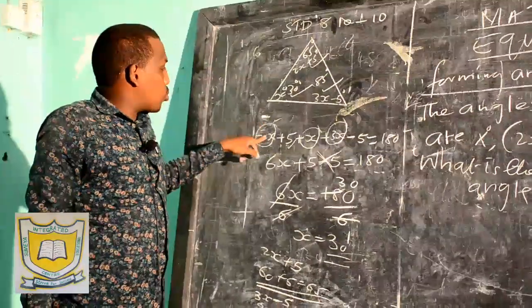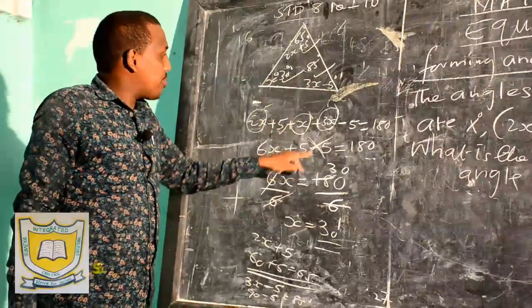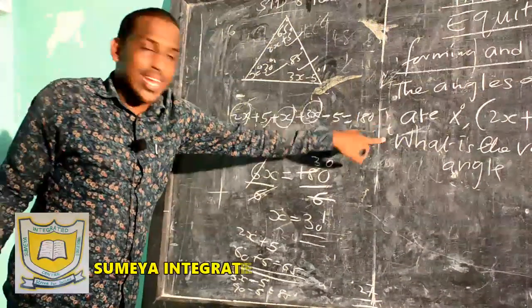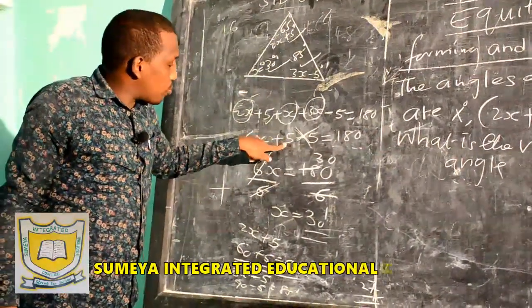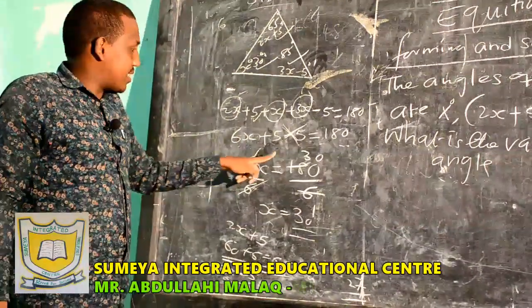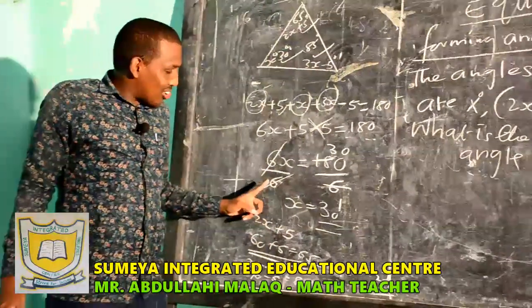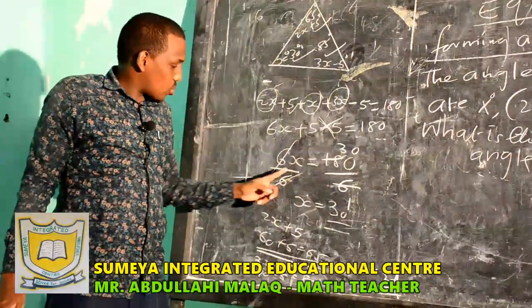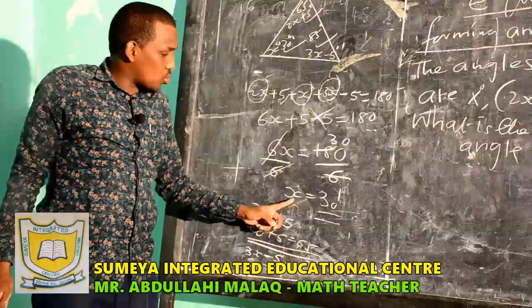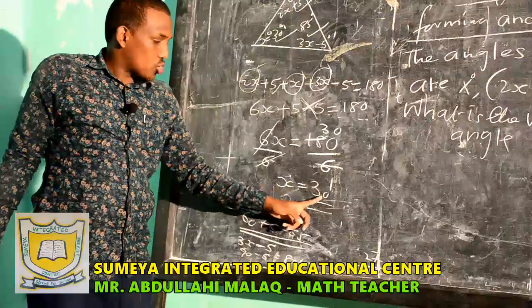So collect the like terms. 2x plus x, 3x plus 3x, 6x. Plus 5 minus 5 is equal to 180. Two same numbers, one positive, the other one negative, the answer is always 0. So 6x is equal to 180. Divide both sides by 6 as we said earlier. The 6s cancel, they are the same. x is equal to 180 by 6, which is 30. 6 goes into 180 30 times, so x is 30.